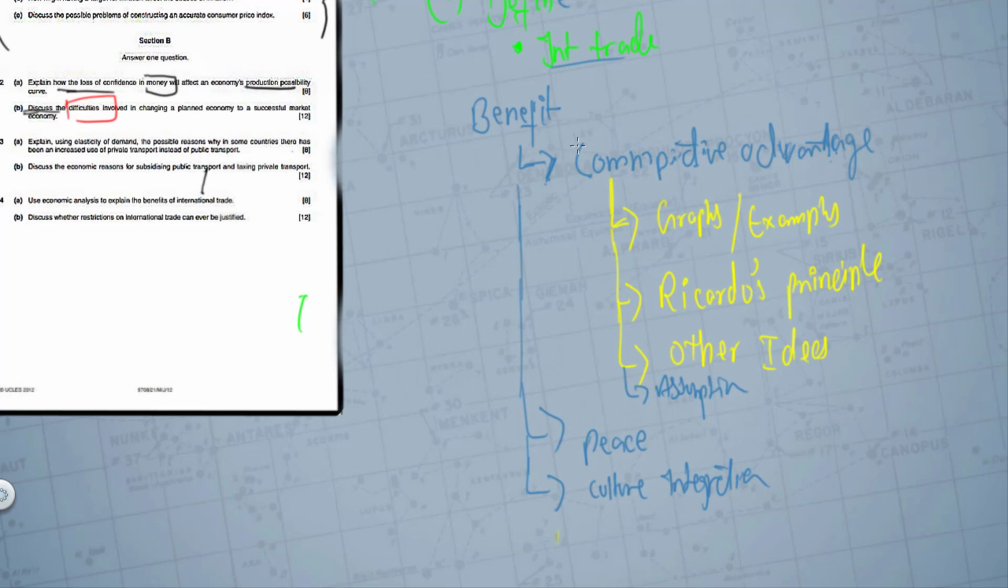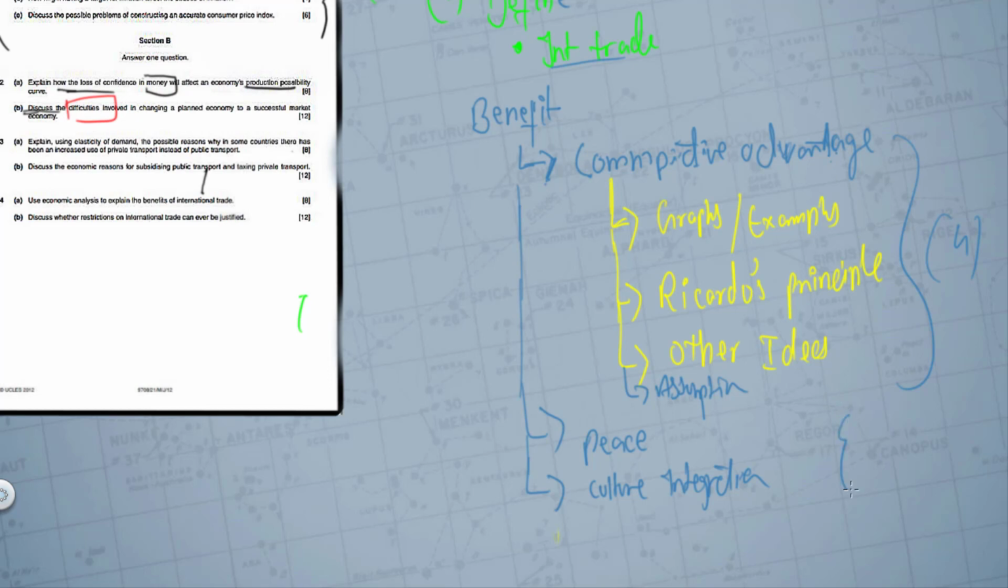the benefits. In your book there is one specific benefit that is more focused, which is competitive advantage. So you can talk about the benefits of international trade with respect to competitive advantage. Explain what it is, explain using a graph, using an example, use Ricardo's principle, and you can use other ideas too to explain how competitive advantage can help a country to increase and prosper in terms of international trade. If you can do this properly, you can get 4 marks easily, because it's one big chunky topic, and if you have the ability to explain it properly and concisely, you're good enough.